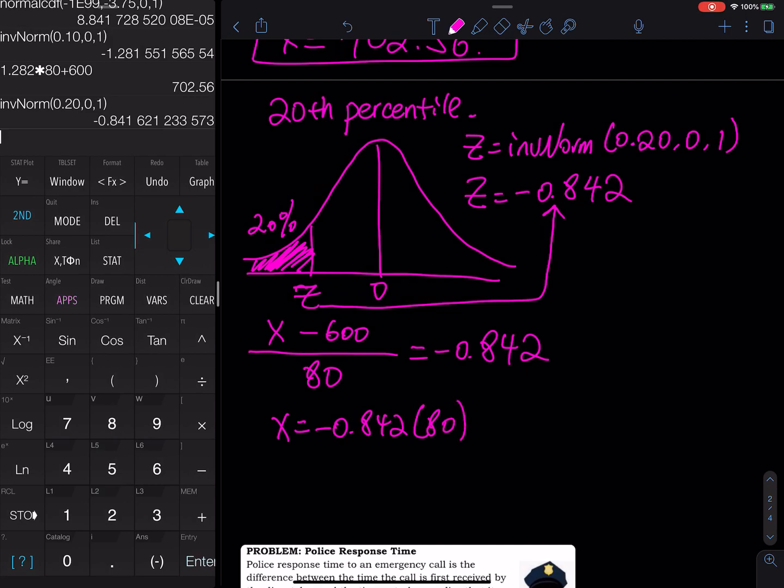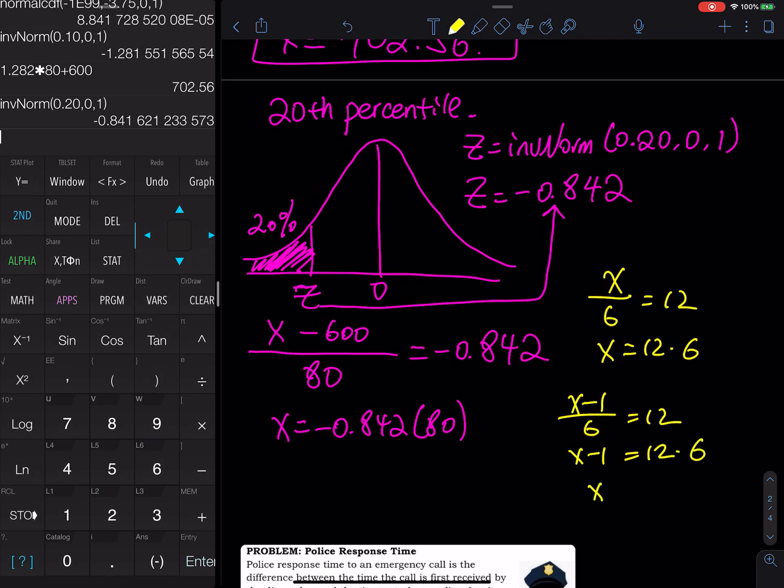So imagine this. Let's say you don't really get it. x divided by 6 equals 12. How do you solve it? You have x equals 12 times 6, right? Let's say x minus 1 divided by 6 equals 12. You do x minus 1 equals 12 times 6, and then x is equal to 72 plus 1. That's how you solve it.